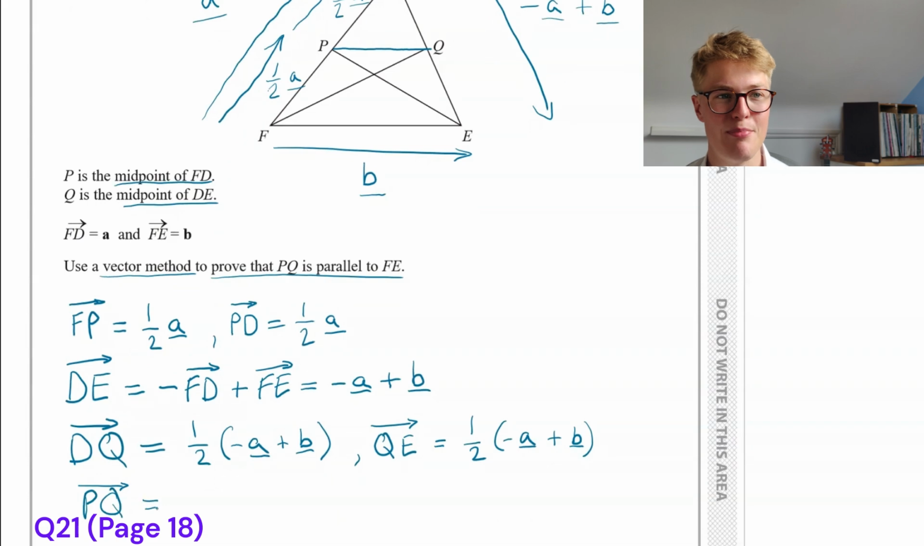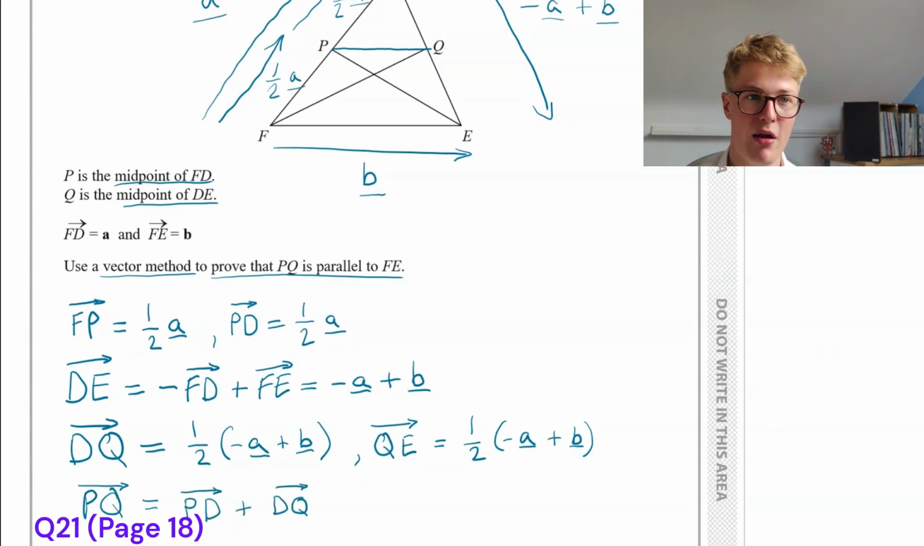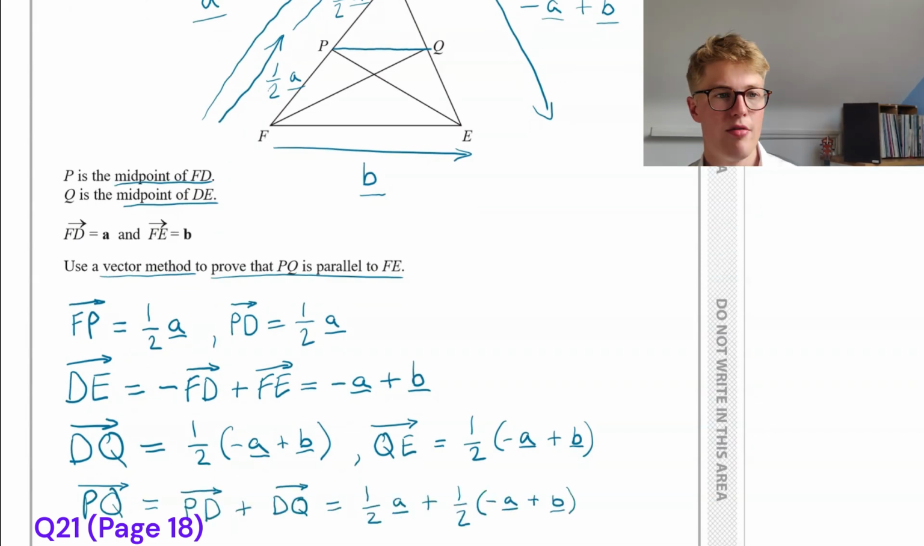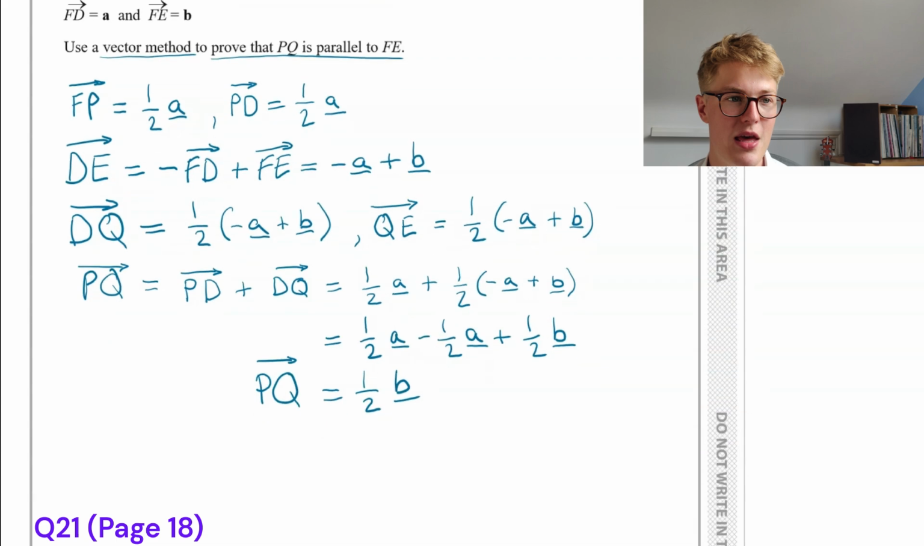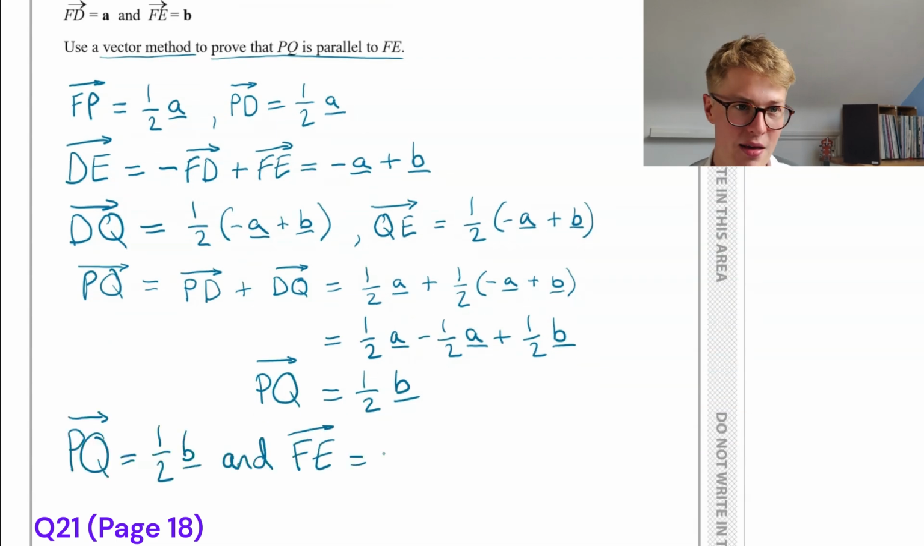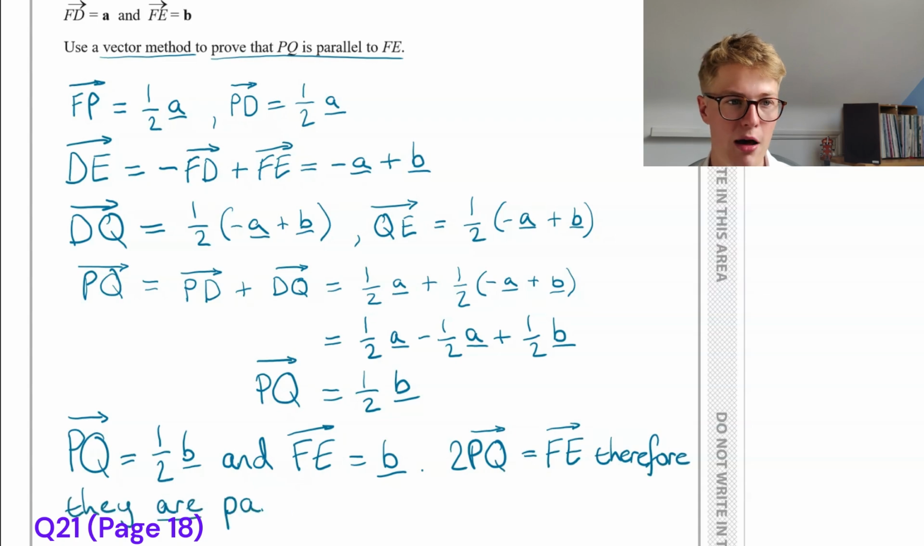PQ is equal to PD plus DQ, which is a half A plus a half times minus A plus B. This expands to a half A minus a half A plus a half B, which means that PQ is equal to a half B. PQ is a half B and FE is B, so therefore 2PQ is equal to FE, which means that they are both parallel since FE is a multiple of PQ.